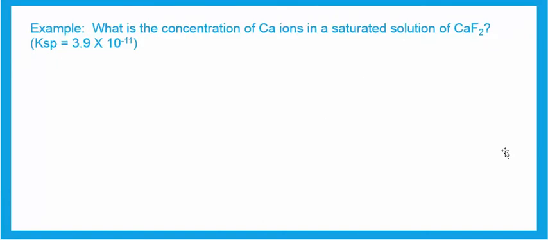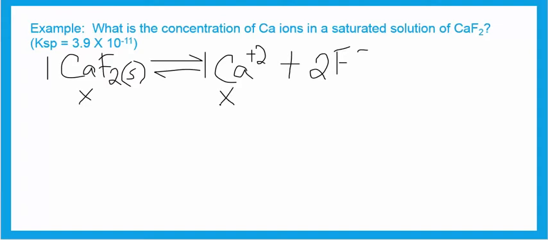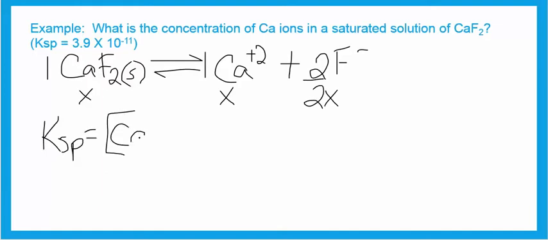Let's look at a different example with a different solid. My solid here is calcium fluoride. So write our equation first. Calcium fluoride decomposes into calcium ions plus 2 fluoride. I'm going to assign a value of x for the calcium fluoride. That means calcium is also x, but fluoride, because of the coefficient of 2, is 2x. Write the Ksp expression. Ksp is equal to the concentration of calcium ions times fluoride ions squared, again because of the coefficient.